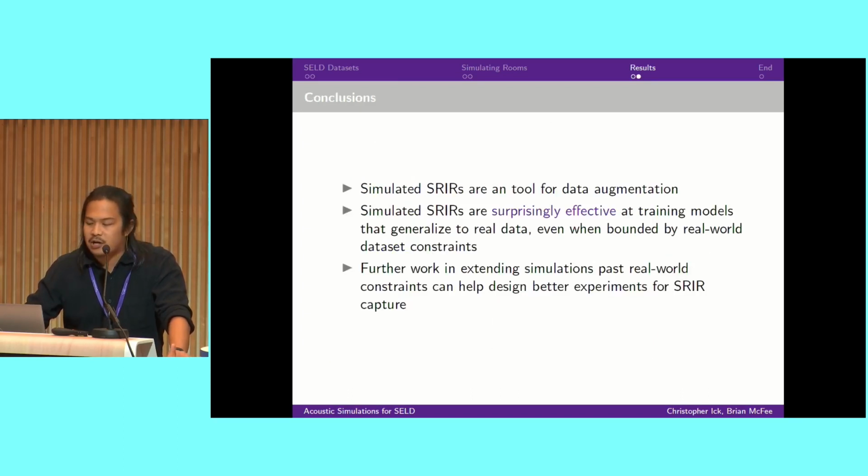So the takeaway message here is that we can use simulated SRIRs for data augmentation pretty effectively, but maybe more interestingly, the simulated ones are actually pretty close to what we get using real recorded data sets. And this is all under the constraints of a real data set. So we haven't started doing things like generating more rooms or higher density of SRIRs than before. So there's a lot of exciting things we can do with this hopefully in the near future.